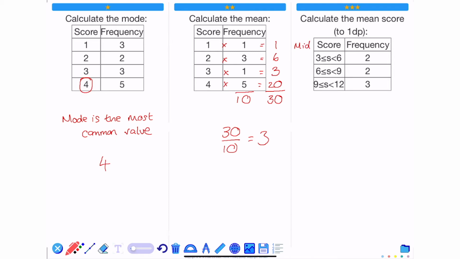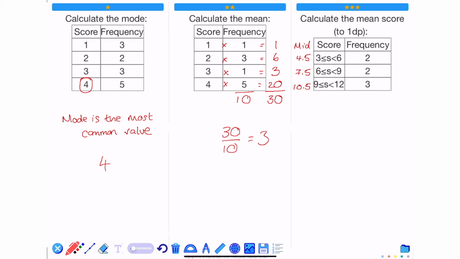If I add 3 and 6 and divide by 2, in other words, find the mean of these two bounds, it will give me the midpoint. 3 add 6 is 9, divided by 2 is 4.5. 6 plus 9 is 15, divided by 2 is 7.5. 9 plus 12 is 21, and divided by 2 is 10.5.